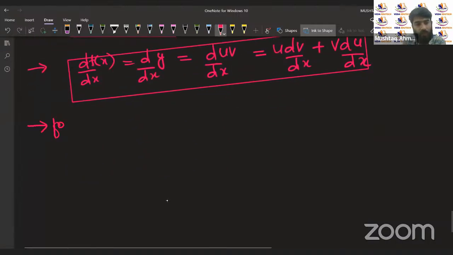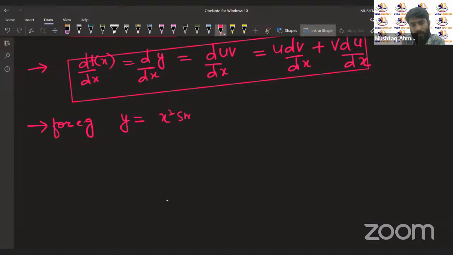For example, we have y equals x square sine x, and we have to take the derivative of this function. So there are two functions. This is one, suppose this is u, and this is another trigonometric function, we call it v. So how will we calculate the derivative of this y?